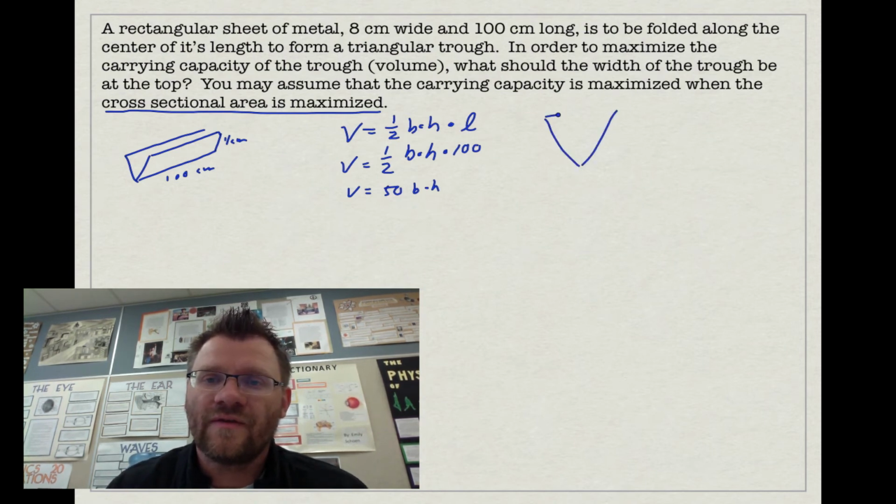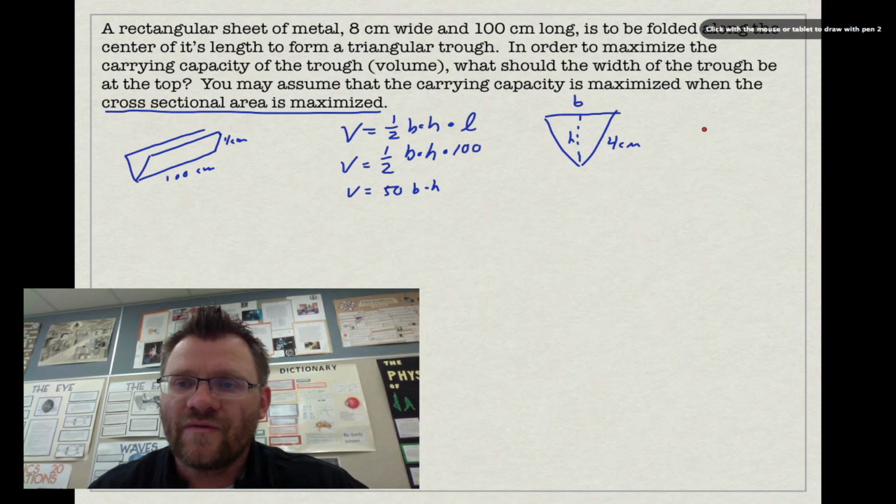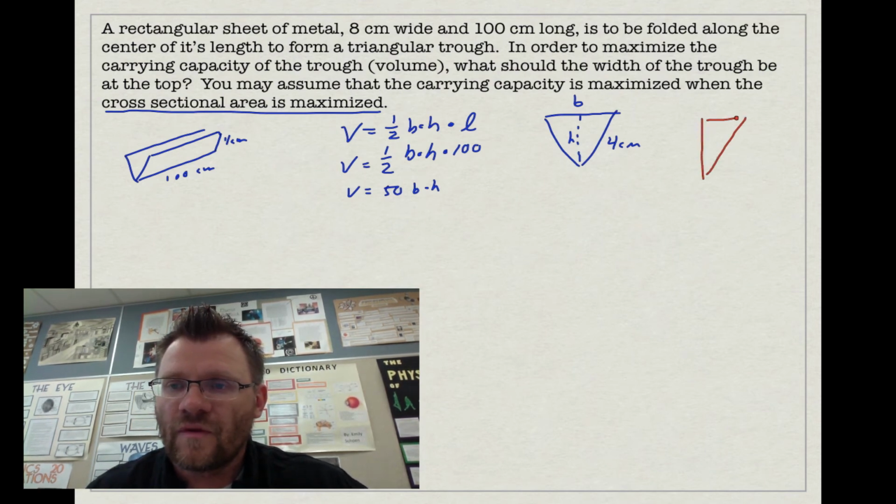So what we're going to do is take a look at this picture. So we've got 4 centimeters. And we know that there's this base here, and we know that there's a height there. Now, it says in order to maximize the carrying capacity of the trough, what should the width of the trough be at the top? So that means we want to be left with B's only. So that means I'm going to have to find out what H is equal to here. Well, if I take a look at this in terms of a right triangle, I can call this H, I can call this 4, and this is half of what B is.